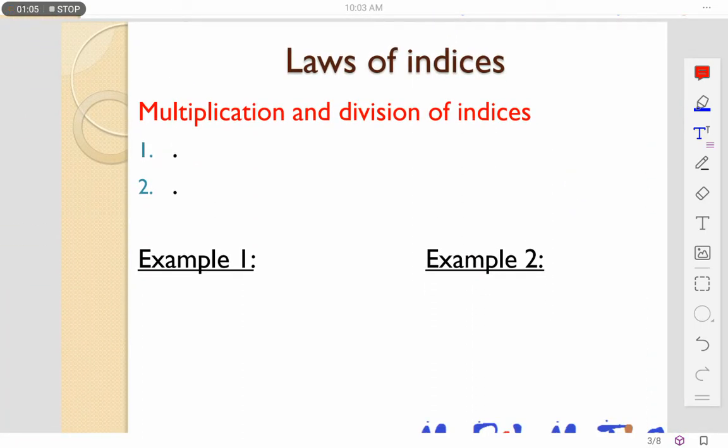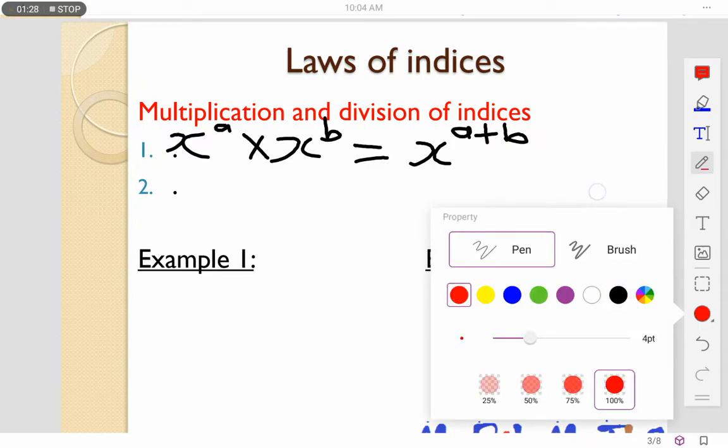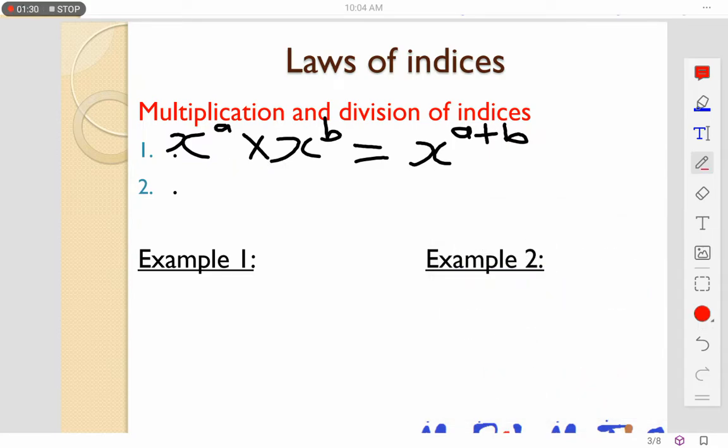So the first laws that I'm going to look at are multiplication and division of indices. So the first one, multiplication: I've got x to the power of a times x to the power of b. This is the same as x to the power of a plus b, meaning to say that whenever we have indices that are multiplying, we simply add their powers. When they are of the same base, we've got x there. That's what we take into consideration.